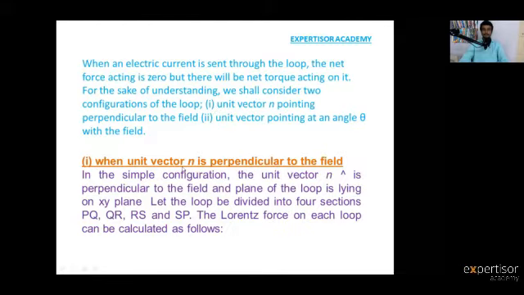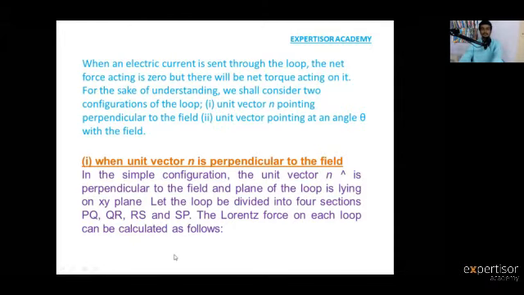When the unit vector n is perpendicular to the field, see the concept of this first case. In this simple configuration, the unit vector n cap is perpendicular to the field and the plane of the loop is lying on the xy plane. Let the loop be divided into four sections PQ, QR, RS and SP. The Lorentz force on each section can be calculated.